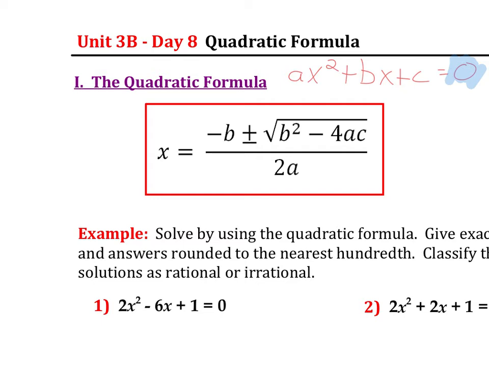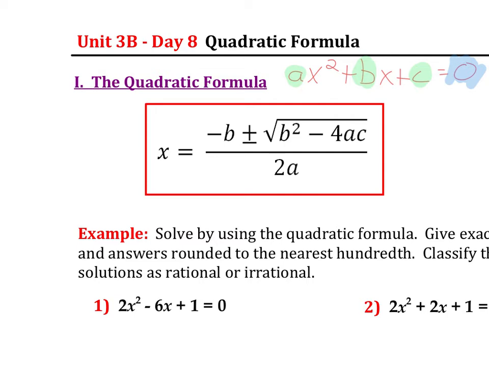Your a value is going to be whatever the coefficient is on the x squared. Sometimes it's a 1. In that case, it won't be written. If it's just a negative sign in front of the x squared, you would call that a negative 1. Your b value is going to be the coefficient of your linear term, of the plain old x term, and your c value, that's just your constant, or the y-intercept if we were to graph that.